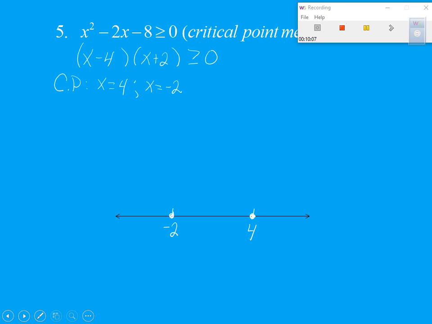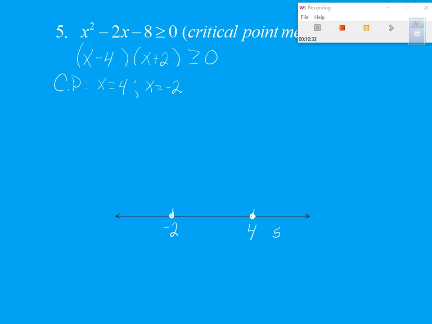Here's how you handle what we call the critical point method. You pick a number within an interval. So, for instance, this right here represents all the numbers greater than 4. You pick some number greater than 4. I don't care what that number is. So we're going to pick 5.